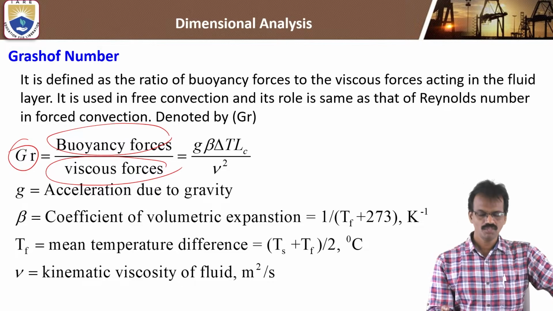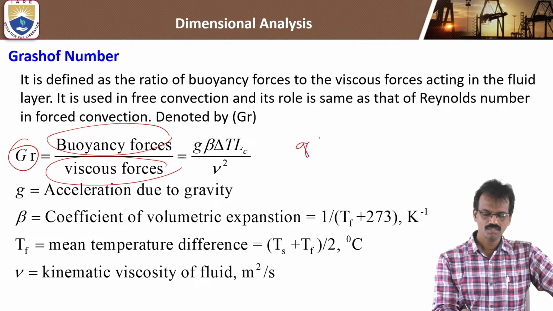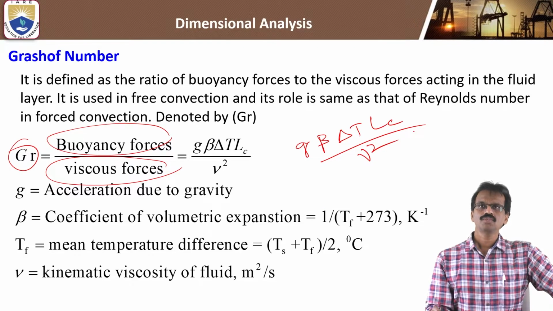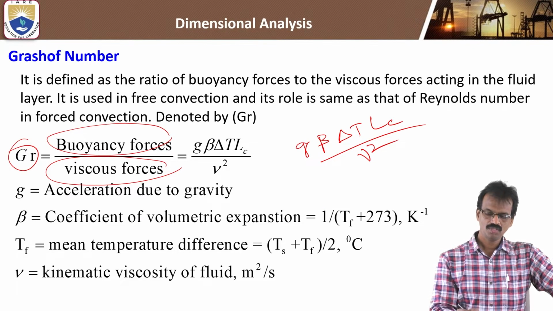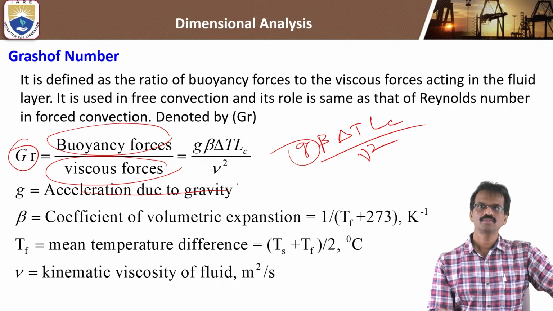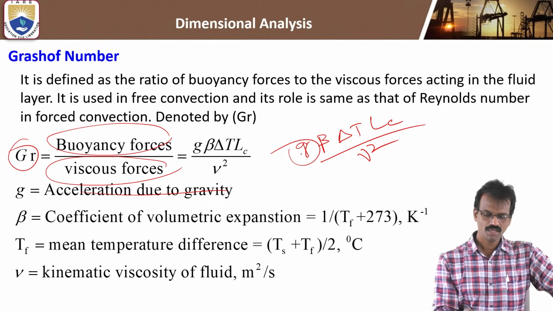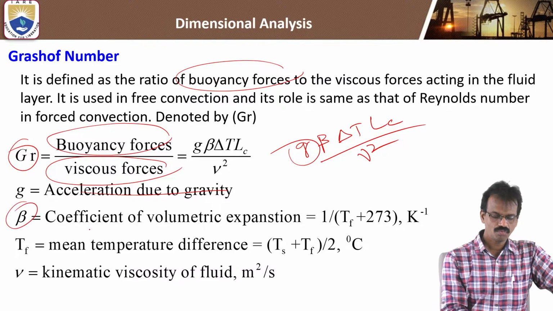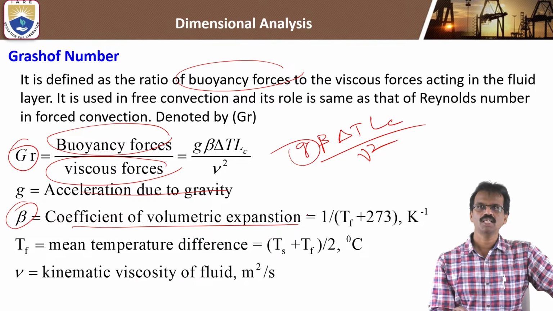Okay, so the buoyancy force over the viscous force is equal to g beta delta T Lc by nu squared. Here g is the acceleration due to gravity, because the gravity effect also influences the buoyancy. Next, beta is the coefficient of volumetric expansion.